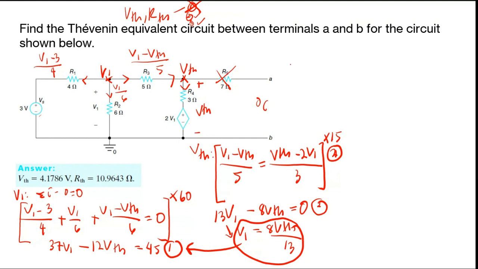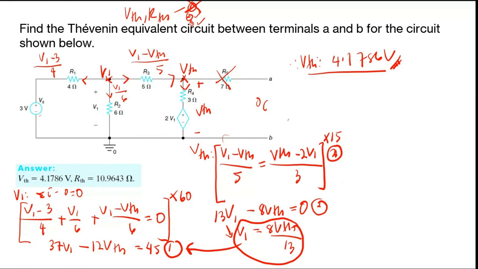Where you can find VTH is equal to 4.1786 volts. So that means you don't have to find the value for V1 at all. You can directly get the value for VTH by using the substitution method here. Okay, so then you can get the value here.